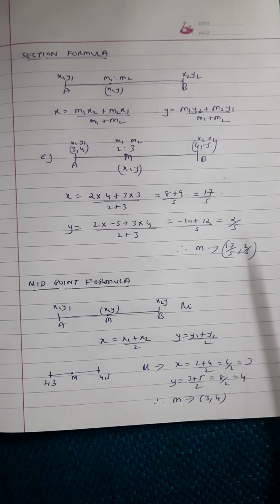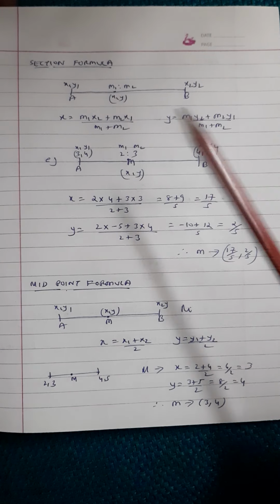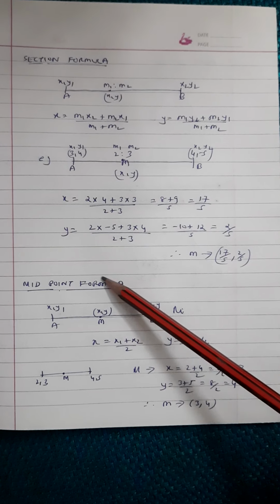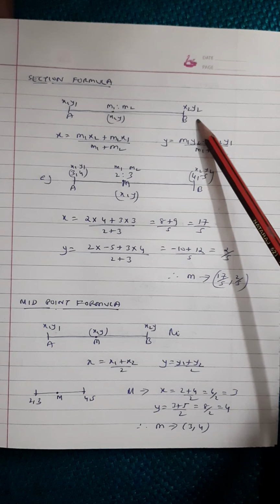Now the next two formulas of coordinate geometry. Okay, we did the distance formula. Now we come to the section formula and midpoint formula. First, let me explain to you the section formula.